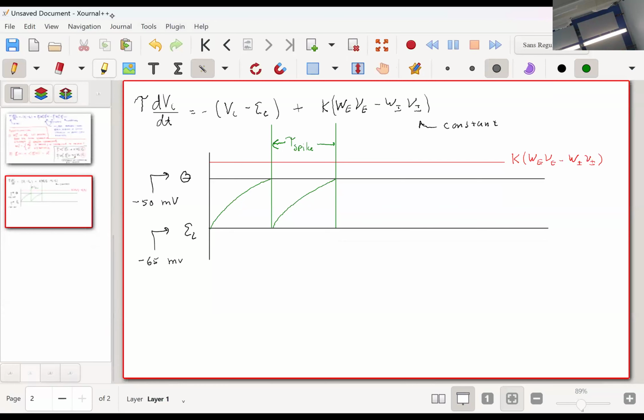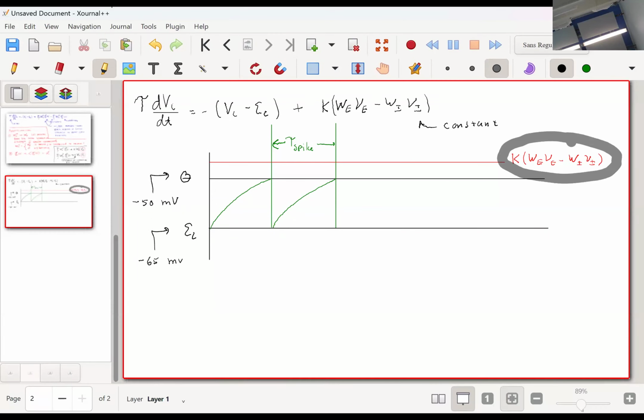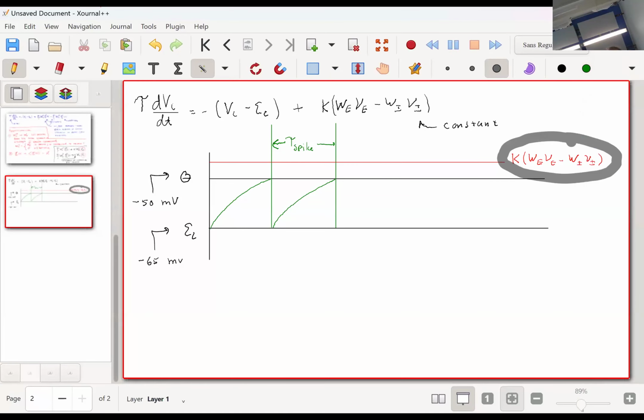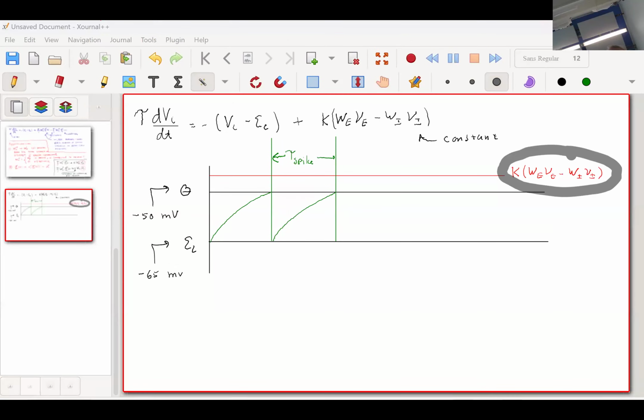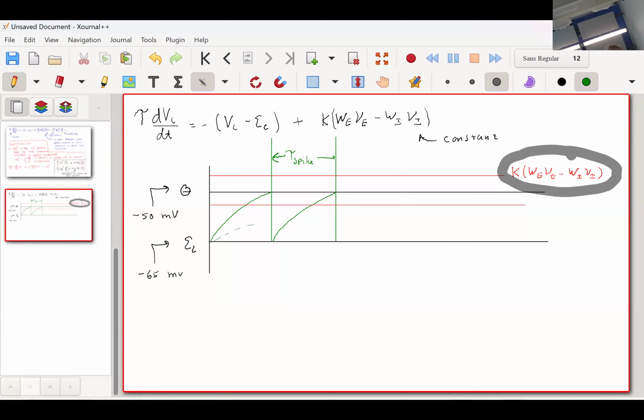Now, for the neuron to spike, we need to have this quantity here above the threshold. Okay, if, for instance, it was down here instead of up there, what would happen? In that case, the neuron would never spike. It would just go to there and not spike, which makes sense. The synaptic drive has to be large enough for the neuron to actually spike.